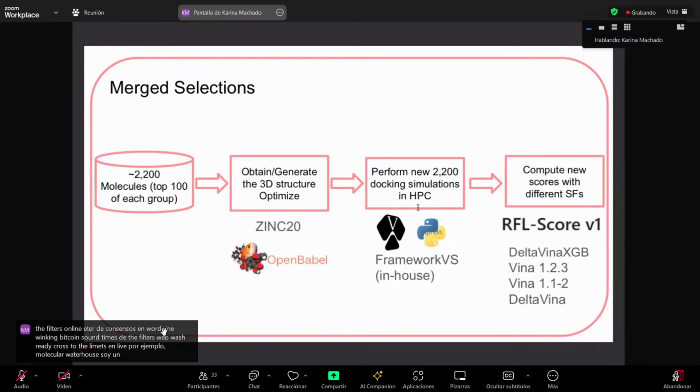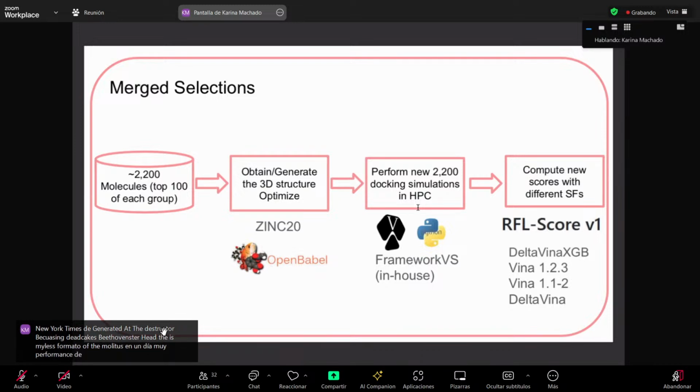So in the next stage of the Cache Challenge 2, during the merged selections, we started with the 2,200 molecules, the top 100 molecules of each group. These molecules were provided by the organizers. And then for each of these molecules, we generated the 3D structures. We optimized these structures because in that case, we just had the SMILES format of the molecules. And then we performed the 2,200 docking simulations.